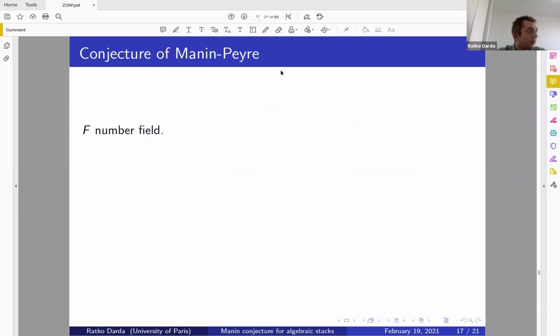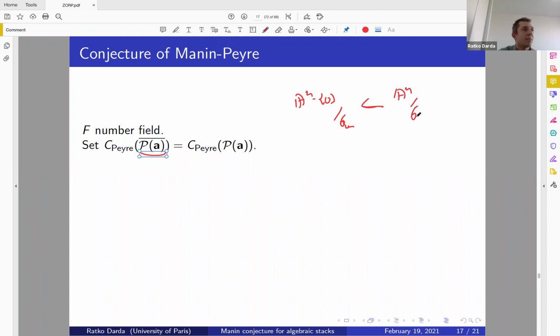Let us now formulate the Manin-Peyre conjecture for this stack. Okay, I'm going to now speak with a little bit more generality. Let F be a number field. We define the Peyre constant of this stack simply by defining it to be the constant of this. Why is it logical? The complement of this stack inside is given by the following: the first one is a quotient by G_m, and it's an open substack of A^n divided by G_m. The complement is precisely given by a point divided by G_m, in other words, BG_m.